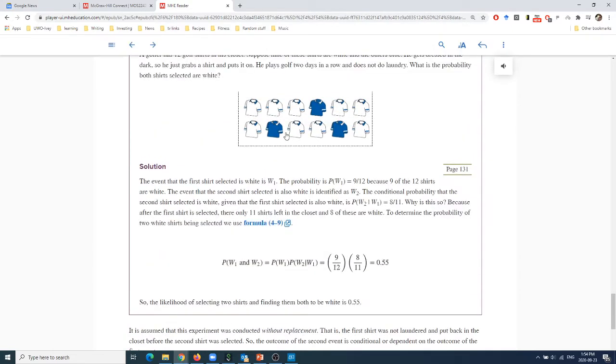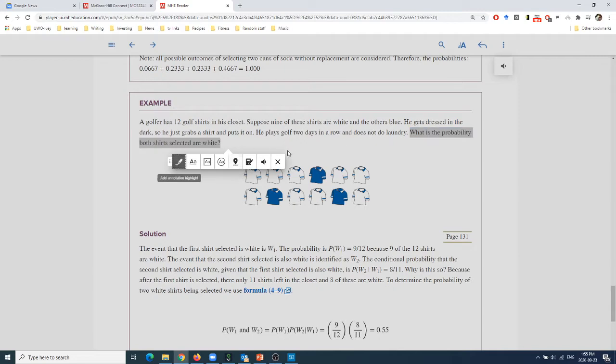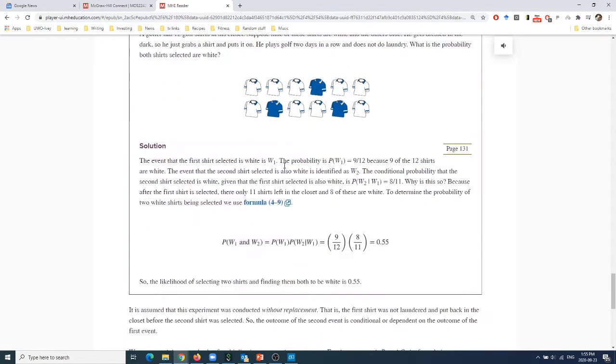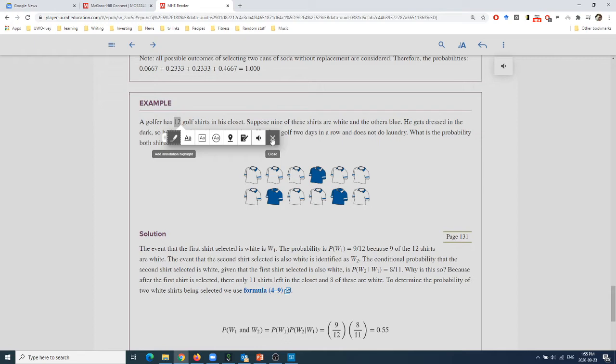Okay, so here, what is the probability that both shirts are white? That's what we are interested in. So what is the probability that on the first day you have a shirt which is white? Well, you have 12 shirts and 9 shirts which are white. So it's 9 by 12 that you get a white shirt on the first day. Now let the second event be getting a white shirt on the second day. If you've already taken one shirt off, now you have 11 shirts remaining. And out of these 11 shirts, 8 shirts are white.